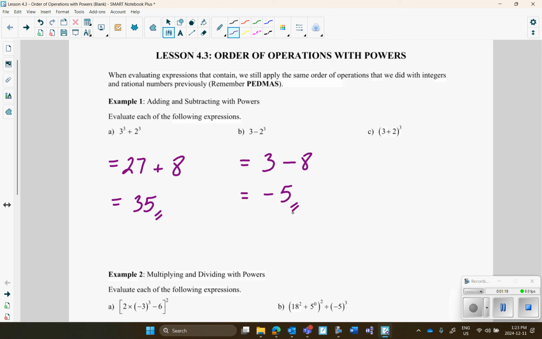What would I do first here? So do the parentheses first. And then I get 5. And I still have to raise that to the third. And you can keep it in parentheses if you want. You don't need it. And 5 to the third. 5 times 5 times 5. 125. Good.